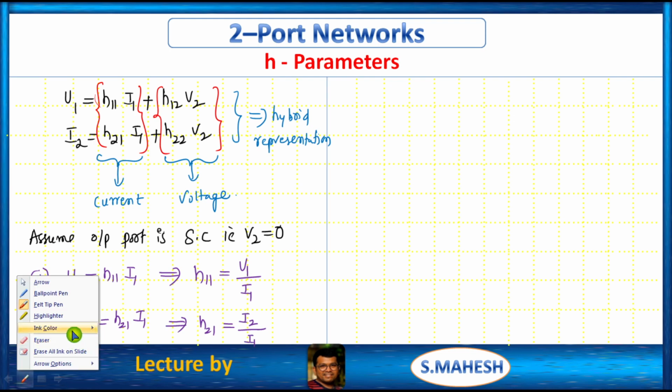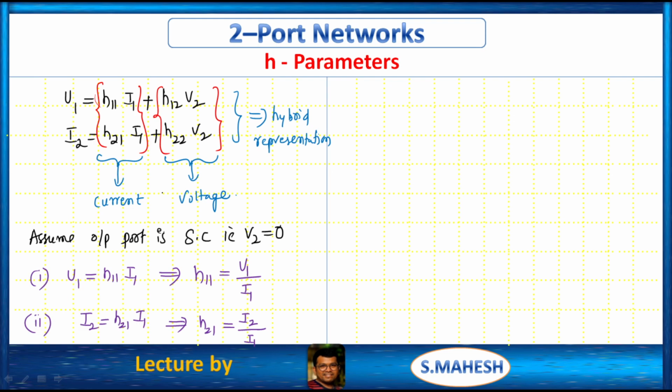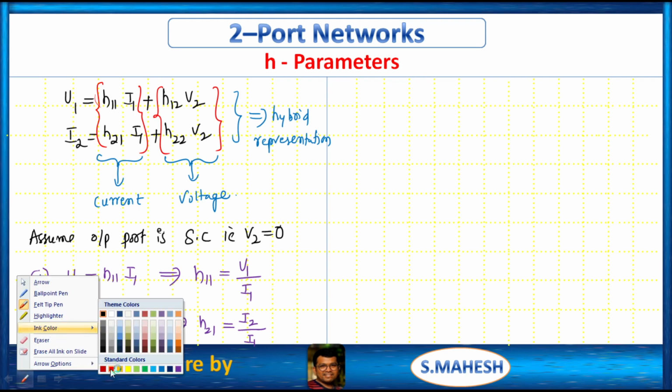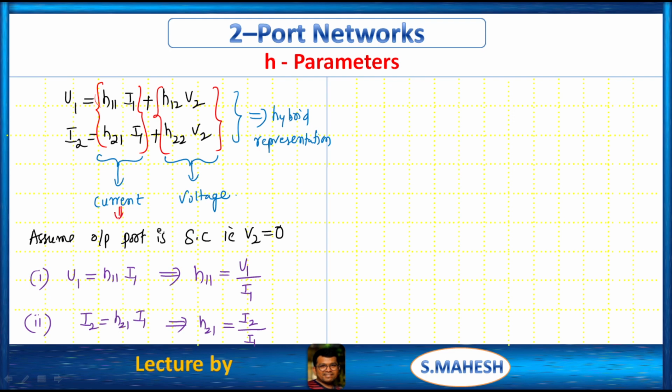Next, assume input port is open circuited, because the output port is short circuit, meaning we are dealing with voltages. In the initial part of this equation we are dealing with current. That's why we have to open circuit this. Simple, we can write here. This part is open circuited, this part is short circuited. Output port is short circuited. Now coming to this, input port is open circuited.